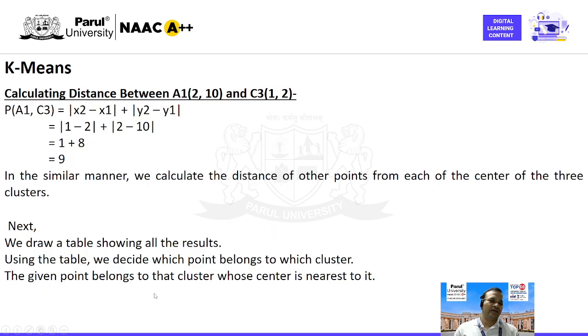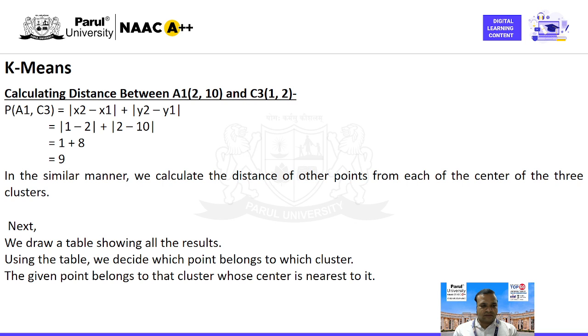Similarly, we calculate the distance between A1 and C3. We already said we want to calculate the distance from each data point to all 3 cluster centers. So here x1, y1 is 2, 10 and x2, y2 is 1, 2. Put all these values here, you will get the result 9. Got it?